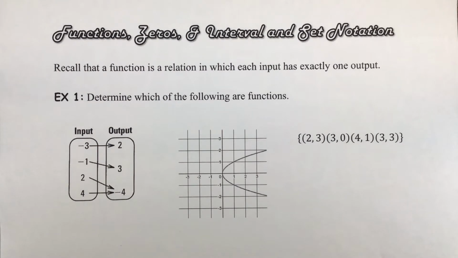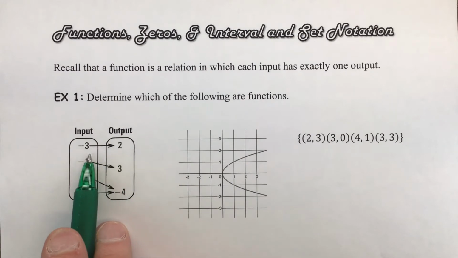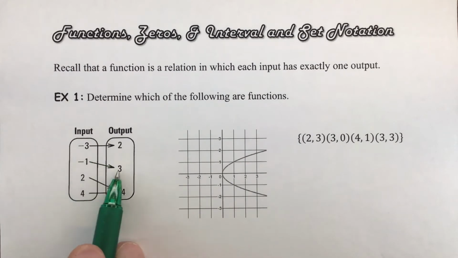For example 1, we have a few cases of relationships. But are these relationships functions? Take the first, which is a mapping. It shows us how the inputs go to outputs. -3 goes to 2, -1 goes to 3, both 2 and 4 go to -4. The only odd thing happening here is in that last part, where 2 and 4 both have an output of -4.